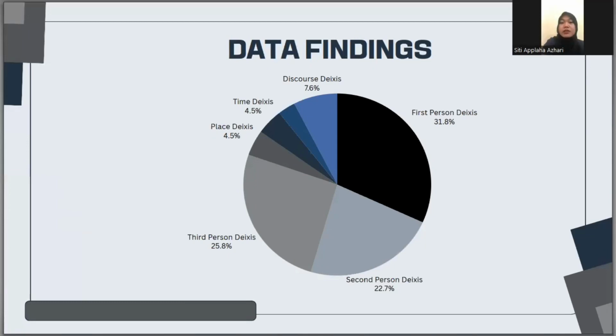And this is the data findings about Deixis in the film Maleficent 2. There is 31.8% first person Deixis, 22.7% second person Deixis, 25.8% third person Deixis, 4.5% place Deixis, the same with time Deixis at 4.5%, and last is 7.6% discourse Deixis. So the highest Deixis used is first person, and the lowest Deixis used are time and place Deixis.